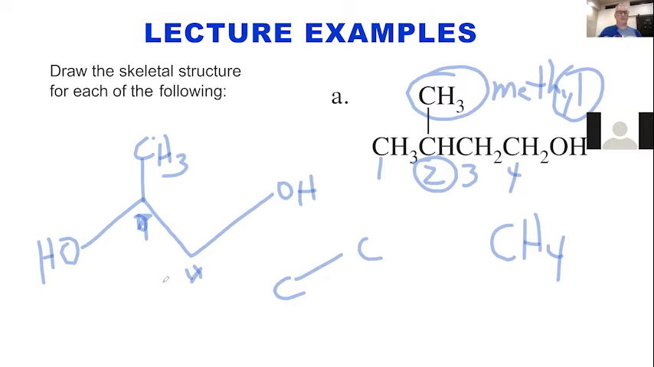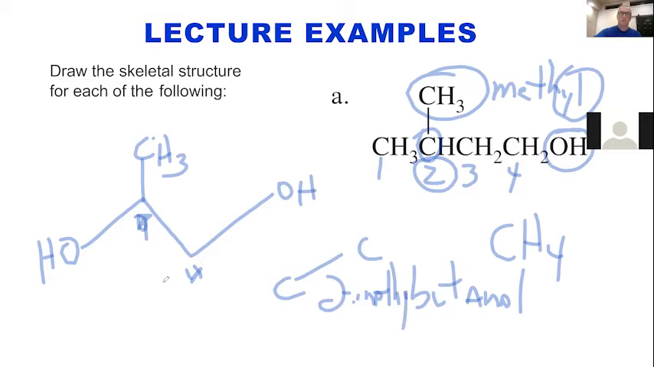Okay, so that would be 1, 2, 3, 4. So we would call that butanol because it's butane. We'll deal more with these when we deal with alcohols and other things in the coming chapter. But when it has an OH group, if it's an alcohol, we would call that butanol. And we would call it methyl butanol. We'll get into naming in a minute.